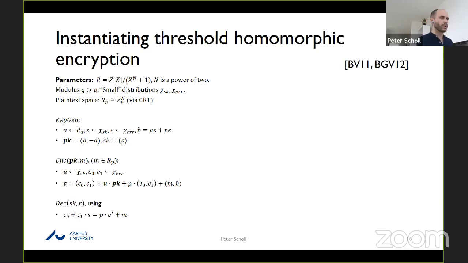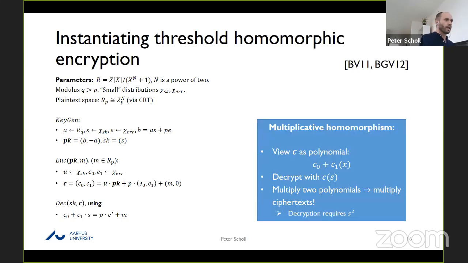And then the decryption equation, this is more important here. To decrypt a ciphertext C0, C1, we can compute C0 plus C1 times the secret key. And if you work it out, what this gives you is the message with some additive noise term, which has been multiplied by P. So we just reduce this mod P to recover the message.